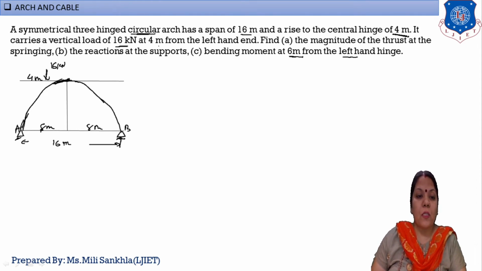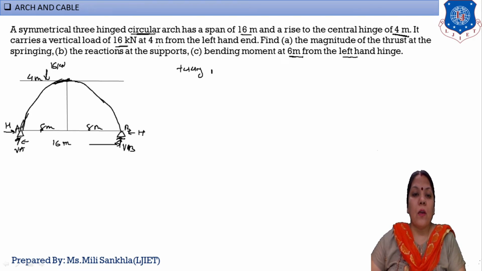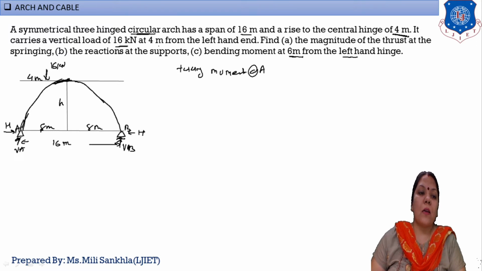Suppose this is our support reaction VA, and this one is VB, and we also find out the horizontal reaction H, and here the horizontal reaction at the other support as well. Now one by one, taking moment about A. Write down, taking moment about A, and the rise R is given as 4 meter, so mention here that is 4 meter.